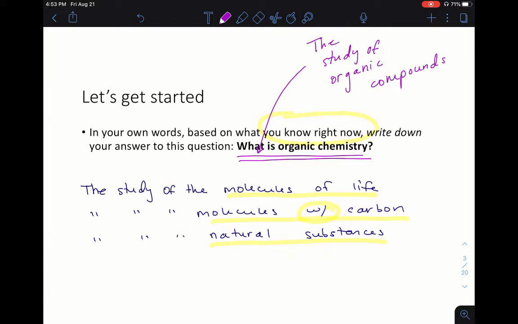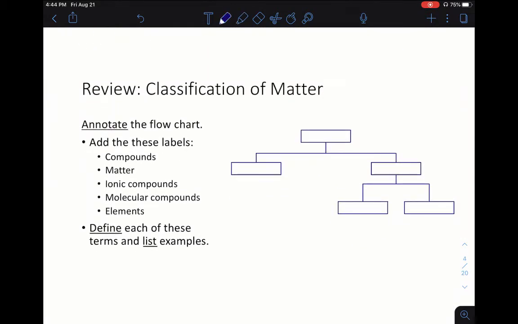Let's figure out, what are organic compounds? Let's think about what we already know about the classification of matter. Organic compounds are certainly matter. Let's go ahead and label this flowchart. We're going to use these labels, put them where they belong in the flowchart, and then once you have the labels where they belong, go ahead and define each of the terms and list examples. Please stop and do this. For this class to work, you will have to follow my directions, even though I am not there to physically enforce it. So please stop and do this.